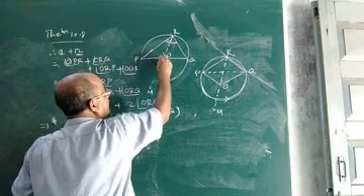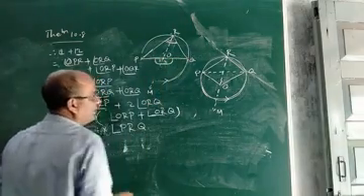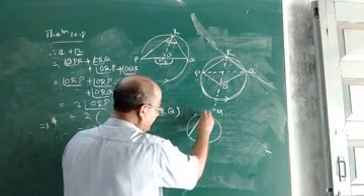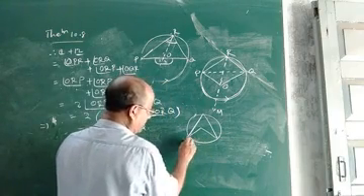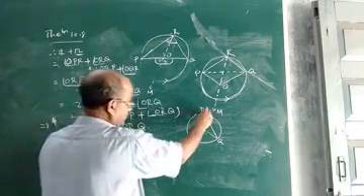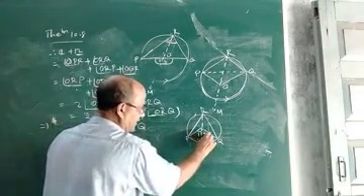You see, 1 plus 2 means this is 1, this is 2. 1 plus 2 will be equal to which angle? POQ. In the figure which I had drawn, I am drawing it once again. This was the figure for the minor arc. This is P, this is Q, this is R. This angle is 1, this angle is 2.